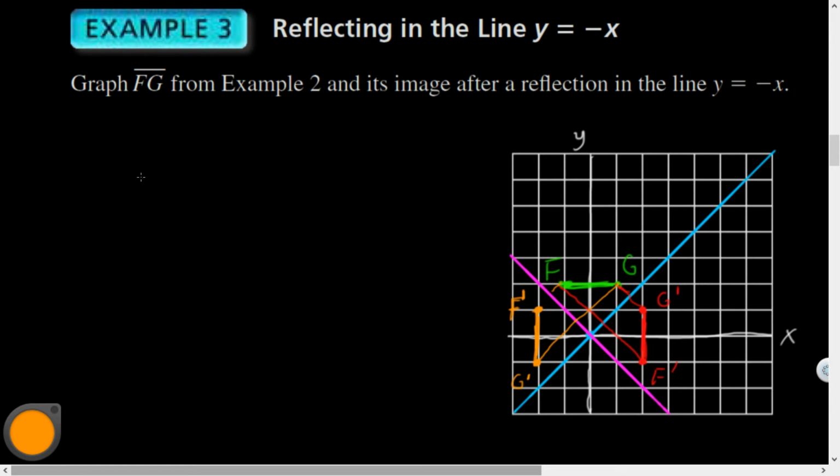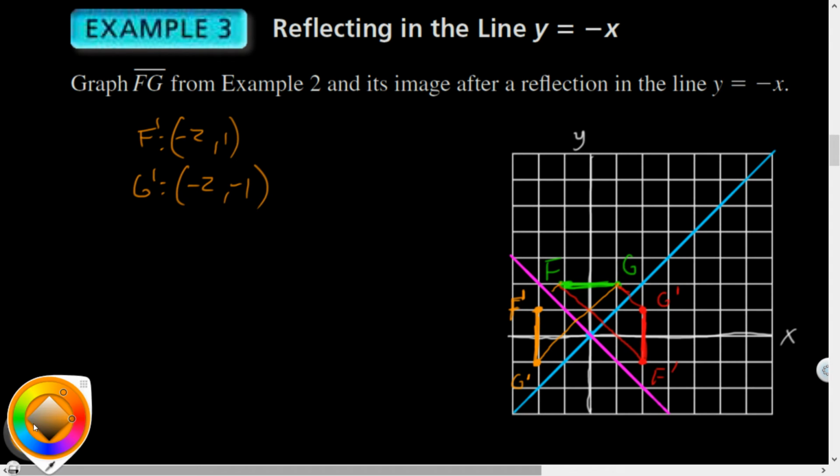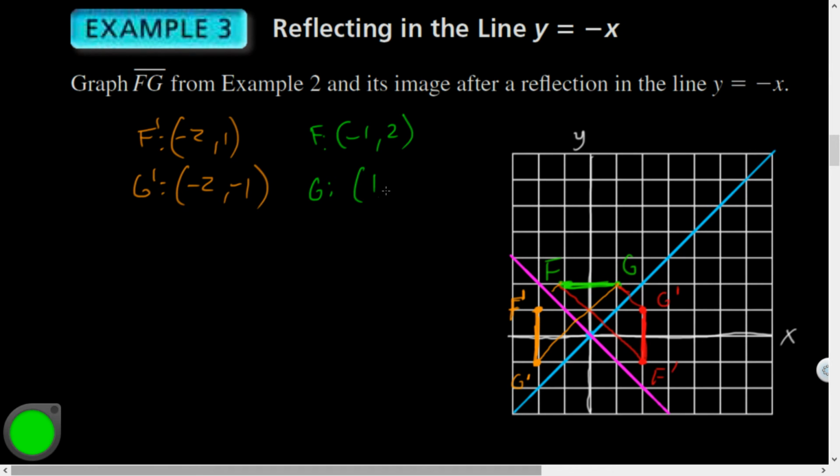Notice G prime, the orange G prime, has coordinates, looks like -2, -1. And F prime has coordinates at, looks like, -2, 1. All right? And what were the coordinates of the original F and G? Yeah, -1, 2, and 1, 2.